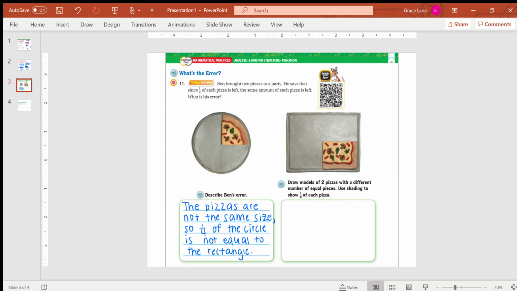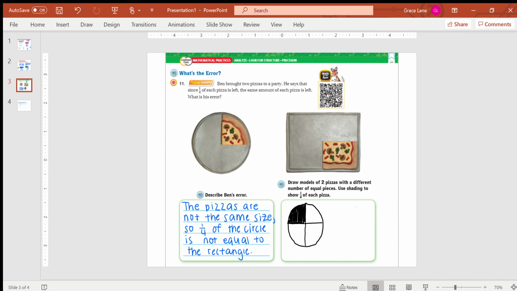So part B says, draw models of 2 pizzas with a different number of equal slices. Use shading to show 1/4 of each pizza. Okay, so since we're talking about 1/4, I'm going to go ahead and draw what they already did with the circle. All right, here's my really good circle. We're talking about 1/4, so cut this into fourths. Shade in 1/4. So there's 1/4. That's one pizza.